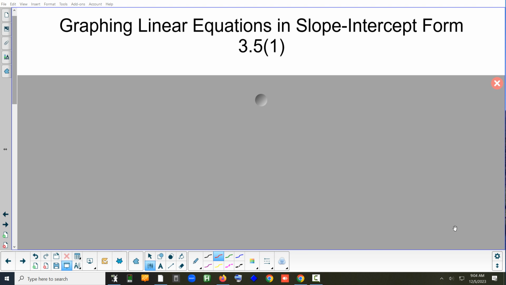All right, so yesterday we did 3.4, and we graphed lines that were in, someone remind me, what was the format again? Standard form. Okay, standard form. The method that we use to graph the lines is we found intercepts. What were the names of the two intercepts that we found? The x-intercept and the y-intercept.